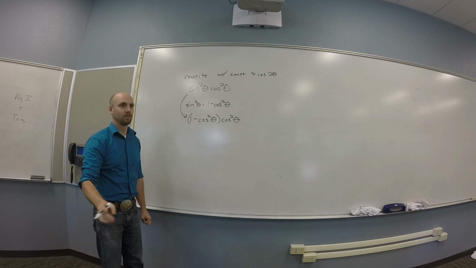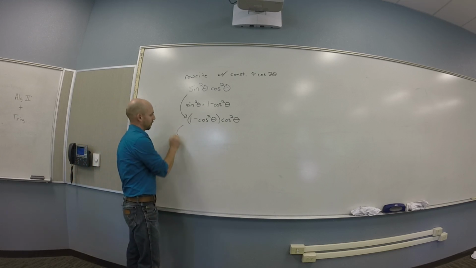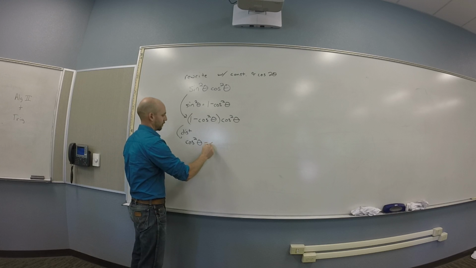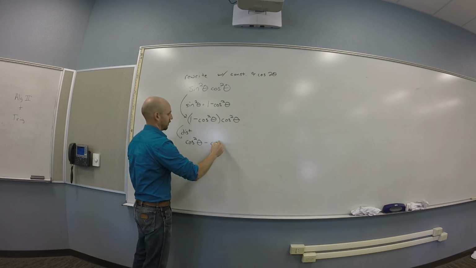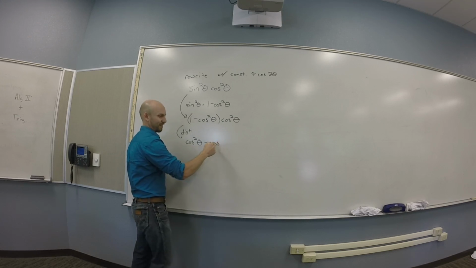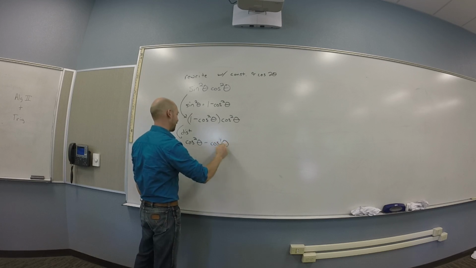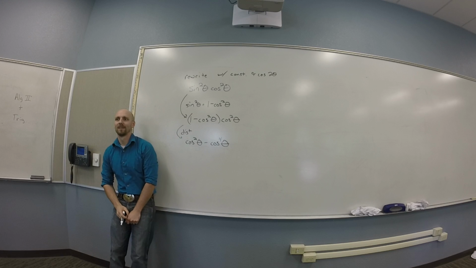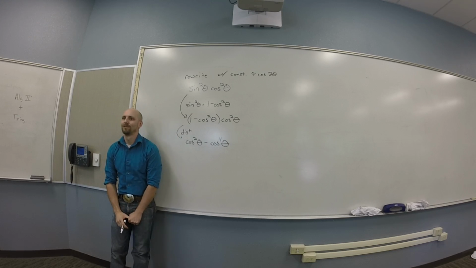Okay, cool. So then I distribute maybe and get cosine squared theta minus cosine to the fourth of theta. Okay, now, is this a good idea?